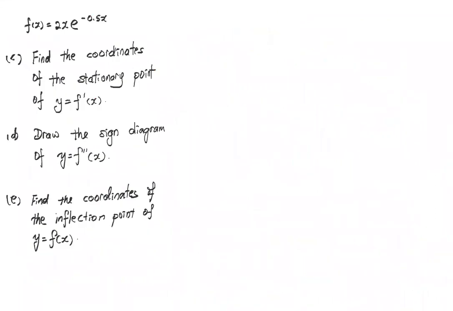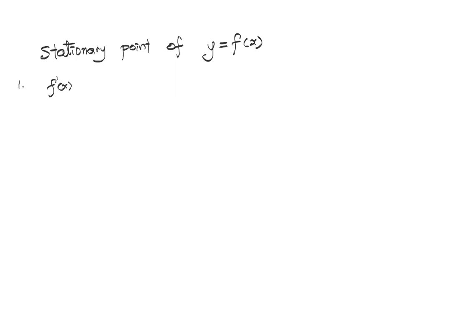When you say stationary point, there are 3 types of stationary point. Am I right? Did you go to the textbook? When we say stationary point, we must say of which graph. If I say stationary point of y equal to fx, I have to refer to the f prime x sign diagram. So I'm going to give you the three situations.